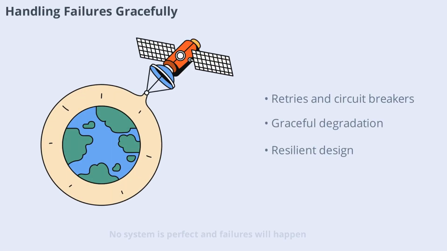No system is perfect and failures will happen. Designing your API to handle failures gracefully is key to scalability. Techniques like retries, circuit breakers, and graceful degradation help maintain service even when parts of your system are down. Monitoring and alerting ensure you can respond quickly to issues. Building resilience into your API keeps users happy and your service reliable.